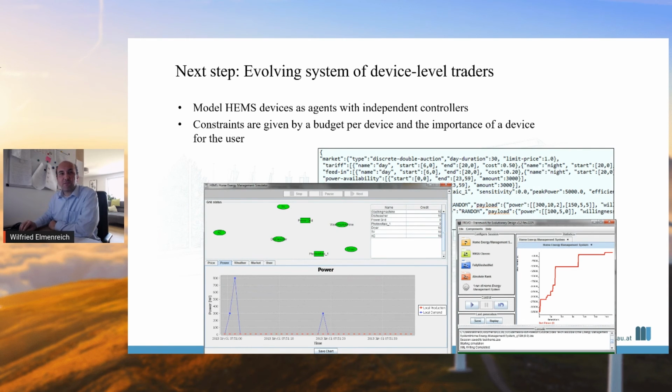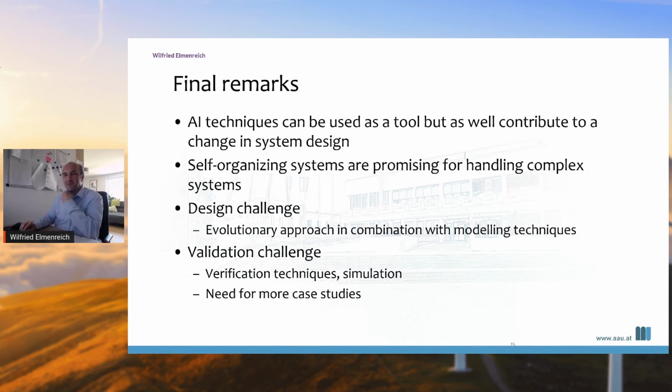Of course, there are many more possibilities, but my time is running out, so I have to go forward to the final remarks. Just very generally, you can use the AI techniques as a tool, but you can also use them for system design. So in the second example, we used this tool to generate algorithms that then are deployed. And also for handling a complex system, it's interesting to employ a self-organizing system.